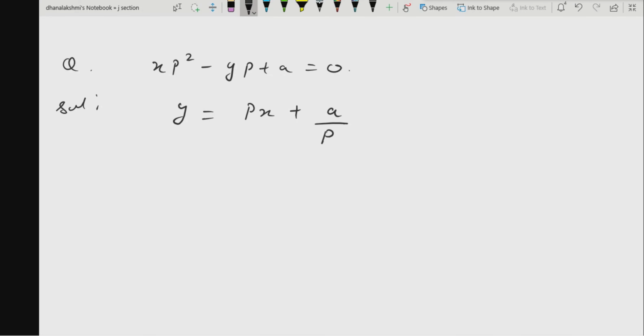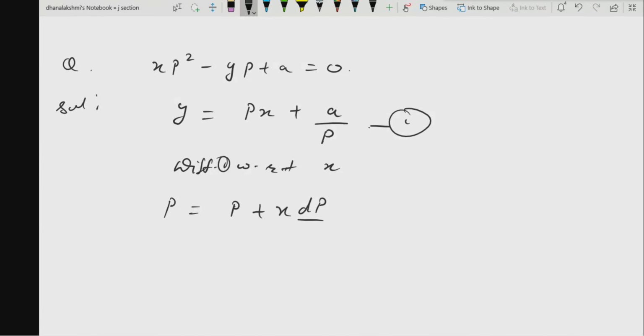But we cannot jump into the solution directly without showing how you got it. If it is a 1 mark question, you can go for it. But since that won't be a 1 mark question, what you can do? You will differentiate this with respect to x. This is 1. So differentiate 1 with respect to x. One side you will get p, the other side you will get p. For x it will be 1. For x as it is, you will get dp by dx.